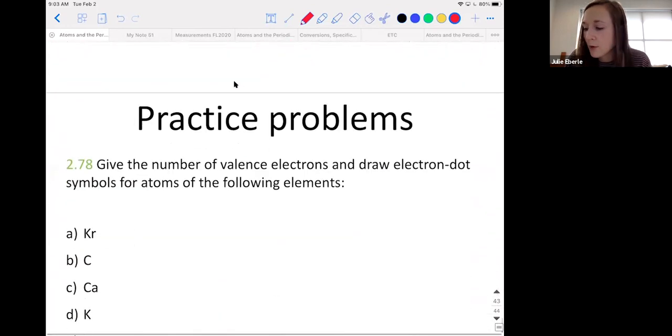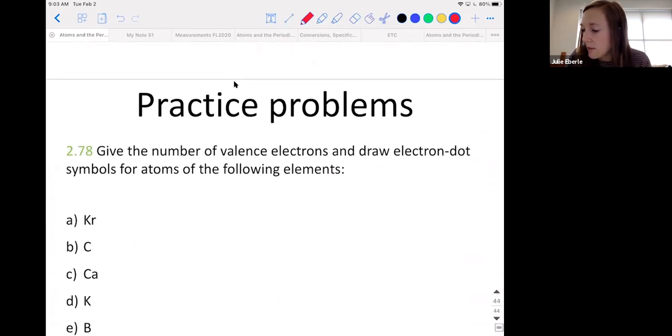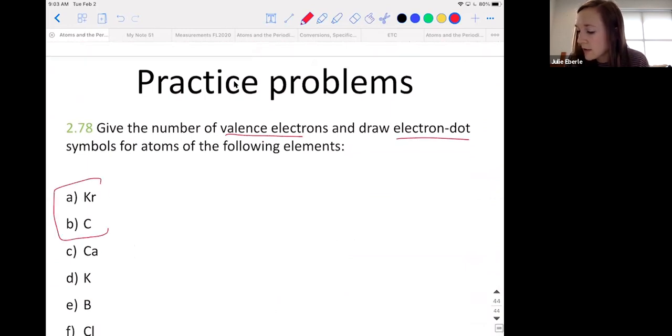All right, a really quick practice problem. I want you to give the number of valence electrons and draw the electron dot symbol for atoms of the following elements. Let's just do the first 2, Kr and C. If you want to practice more, you can do C, D, E, and F for extra practice outside of lecture time. So go find a periodic table, look in your notes. Tell me how many valence electrons are in that element and draw the electron dot structure.